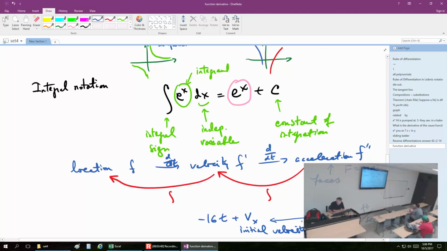You don't know what that v sub x is from the setup, but it's not the bad news, it's the good news. It means that you have taken care of all the possible motions, as patterns of motion, as long as the acceleration is negative 16 feet per second squared. So all the possibilities are there. Then you don't stop here, you make one more step, and now you ask yourself, what kind of function has the derivative negative 16t plus v sub x, which is just a number?